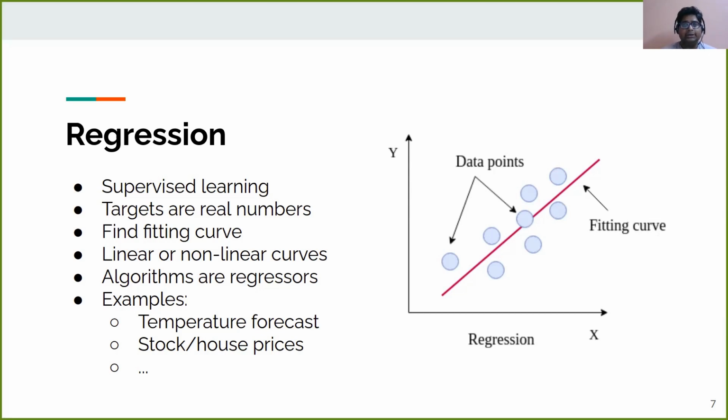To find these non-linear or linear curves, there are separate algorithms offered for regression. The algorithms which are used for regression tasks are called regressors. The example data sets which fall in the category of regression tasks are temperature forecast, stock and house prices prediction, and so on.